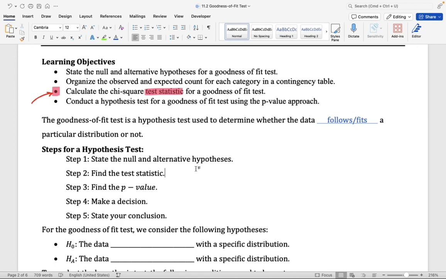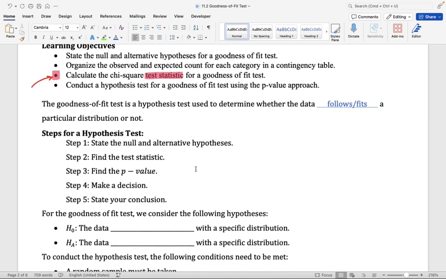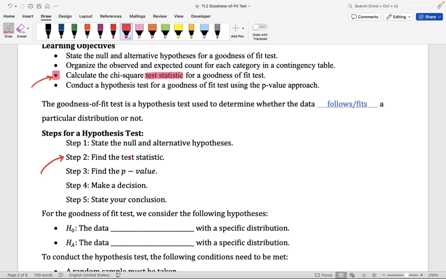We're going to be conducting a hypothesis test using the same steps we had for a hypothesis test for a mean and for a proportion. Step one is going to be to state the null hypothesis and the alternative hypothesis. Step two is going to be to find the test statistic. And this is going to be the step that takes us the longest.